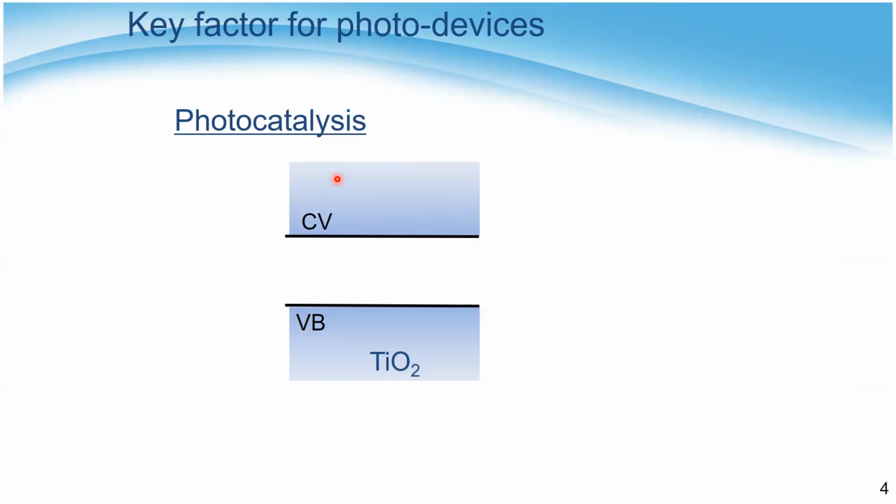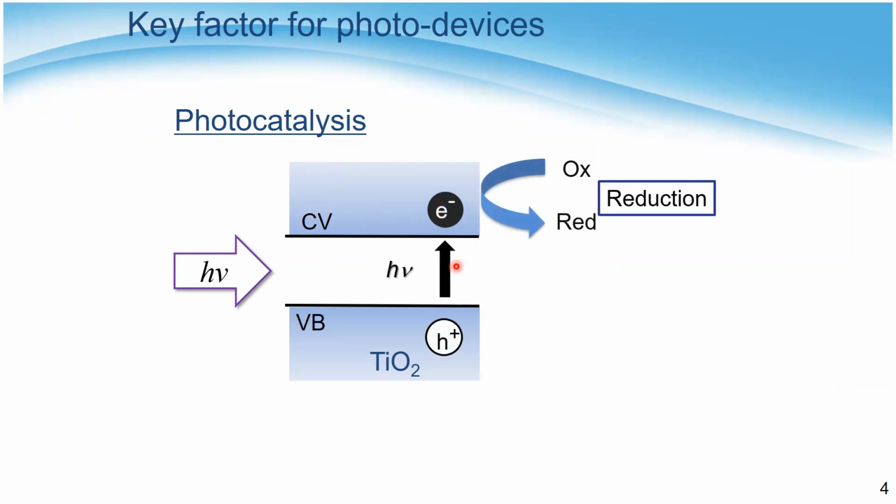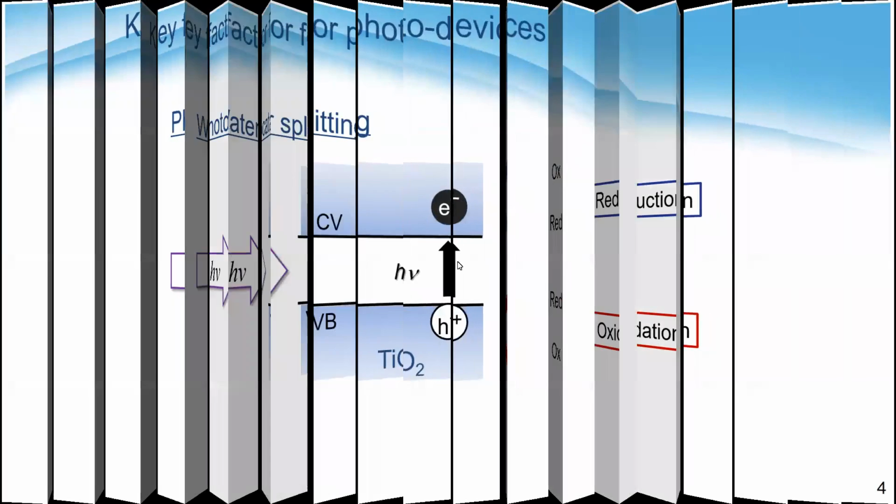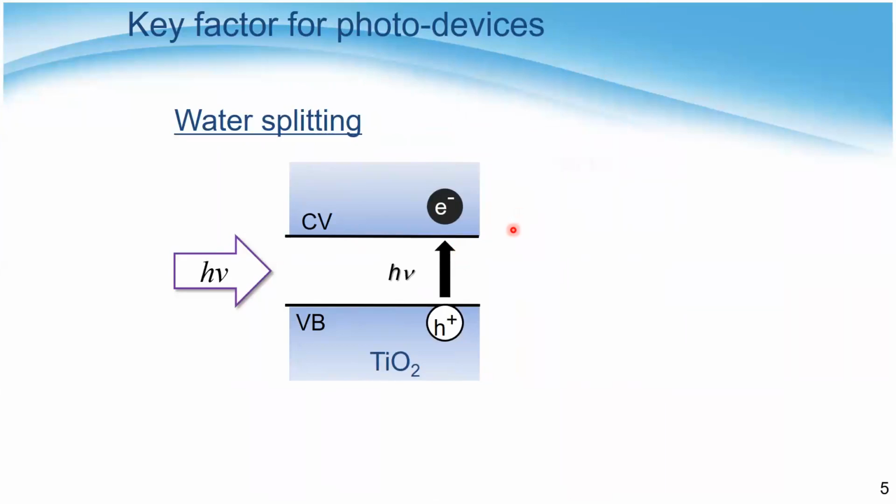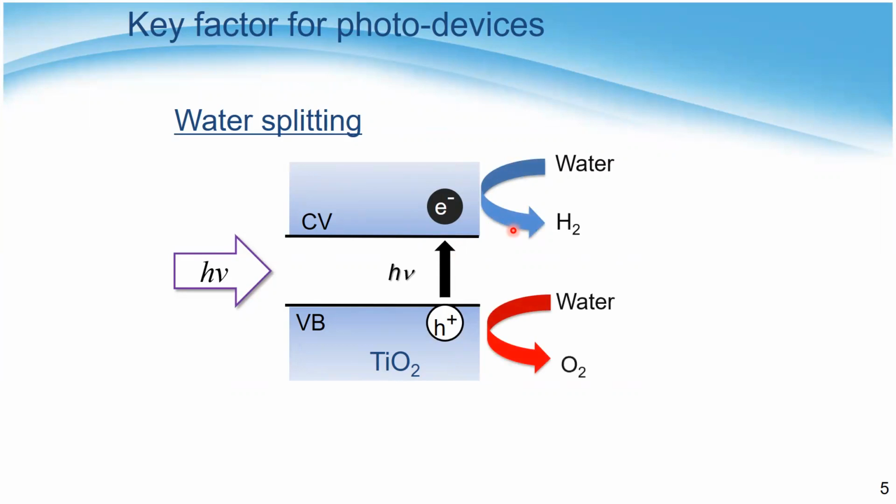What are the key factors for photo devices, thinking about the photocatalyst? For example, when the light is illuminated, electrons and holes are excited. The electron is used for the reduction reaction, and the holes are used for the oxidation reaction. In water splitting, the electron is used for hydrogen generation, and the holes are used for oxygen generation.